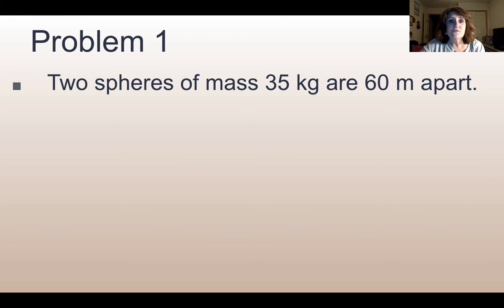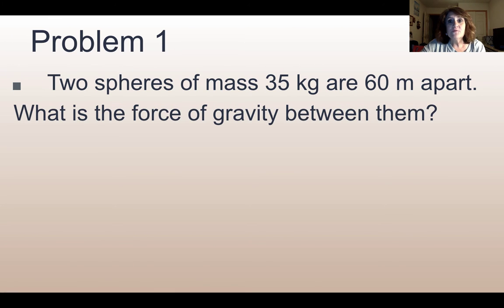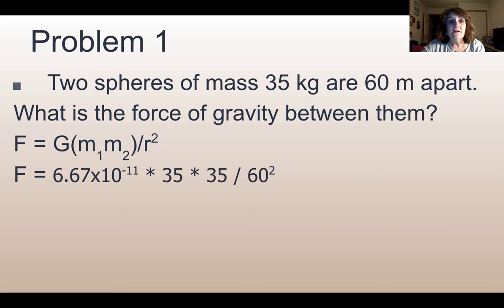Example problem 1, two spheres of mass 35 are 60 meters apart. What is the force of gravity between them? Remember, F is equal to G m1 m2 divided by r squared. 6.67 times 10 to the negative 11th times 35 divided by 60 squared will give you a force of 2.26 times 10 to the negative 11th newtons.